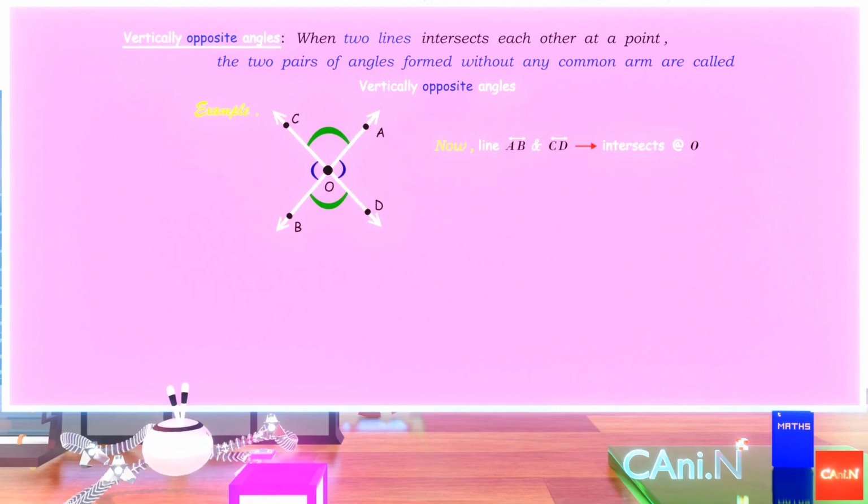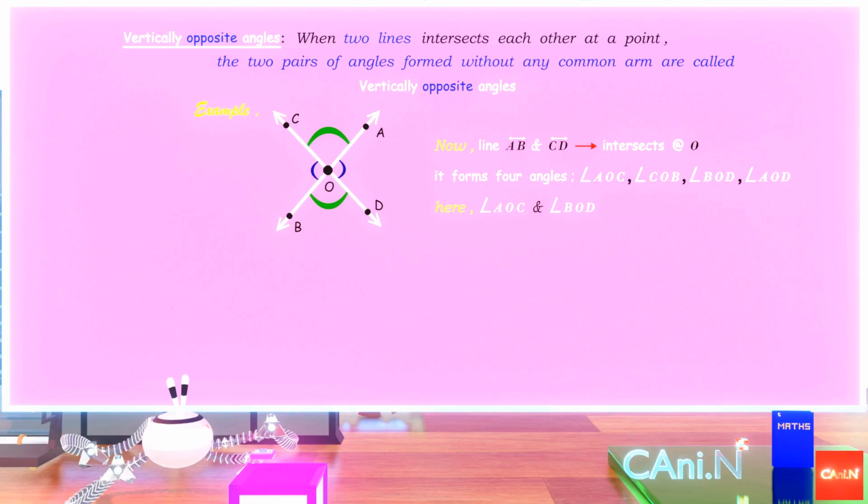Vertically opposite angles. When two lines intersect each other at a point, the two pairs of angles, formed without any common arm, are called vertically opposite angles. Example. Now, line AB and CD intersect at O. We can observe it forms four angles: angle AOC, angle COB, angle BOD, and angle AOD.